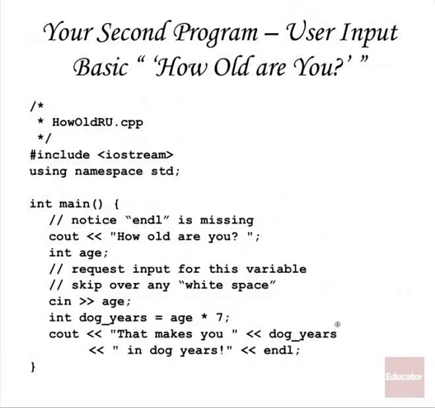Now let's look at our second program. We're going to get some user input. We're going to print something out for the user on the console using the cout output stream. And then after we do that, we'll stop and wait for the user to type something at the console and store it in an internal variable.